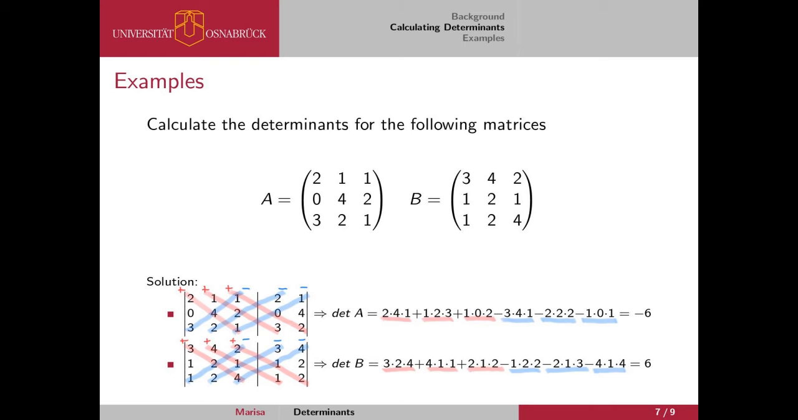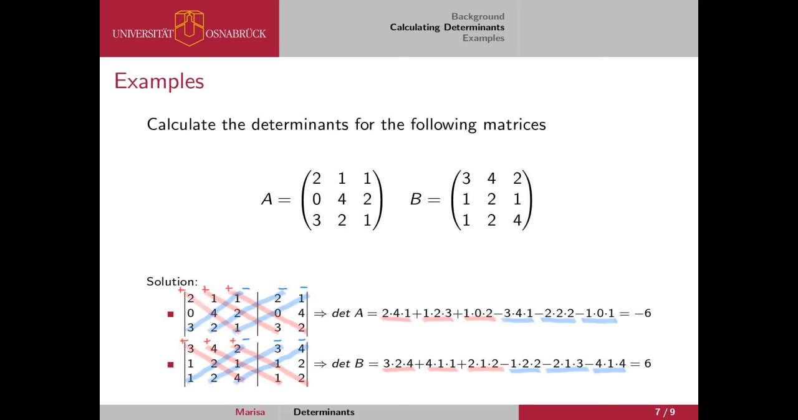For matrix B, we do the same. So we write down our matrix. We write on the right side again the first 2 columns of the matrix, and then we draw in the diagonal lines. And there we would have 3 times 2 times 4 plus 4 times 1 times 1 plus 2 times 1 times 2 minus 1 times 2 times 2 minus 2 times 1 times 3 minus 4 times 1 times 4, which would be 6 in total. And again, this is not 0, and therefore the matrix is invertible.